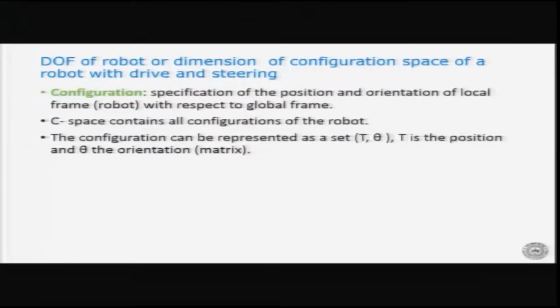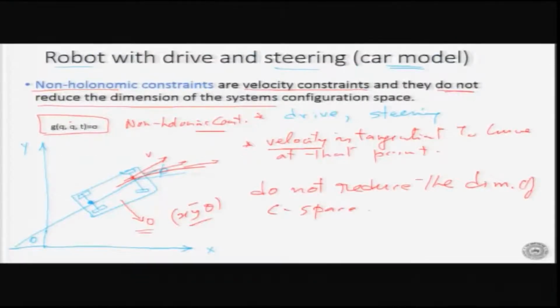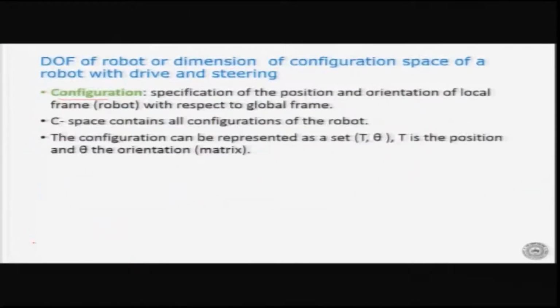So now let us think a little bit more. Now the degree of freedom of a robot, or dimension of the configuration space of a robot with drive and steering, we just saw that the configuration is a specification of all the position and orientation of the local frame with respect to the global frame. So here I forgot, we can put a local frame here, a local xy. So let's call this x r and y r. So essentially it's a relation between the local frame and the global frame. Now the configuration space can be represented as t, theta. In our case, t was equal to x and y.